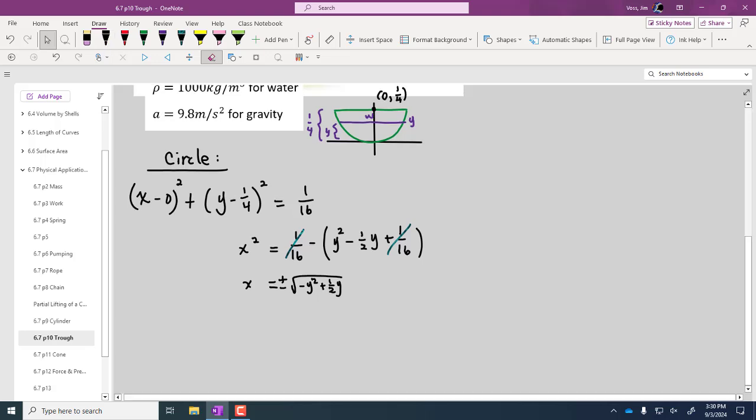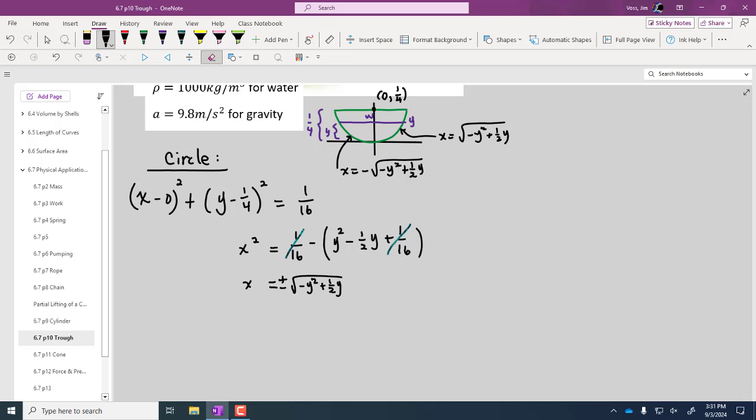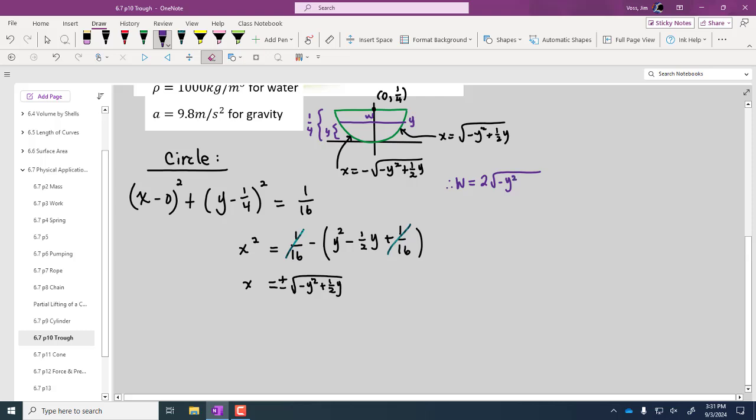So this one on the right, does it use the positive or the negative? Positive. The square root of minus y squared plus 1/2 y. And the one on the left is the one with the negative. So this is x equals negative square root of minus y squared plus 1/2 y. Okay? So what does that make W? Therefore, W equals right minus left. So root minus minus root. That gives us 2 times the root. So there is the mysterious W.